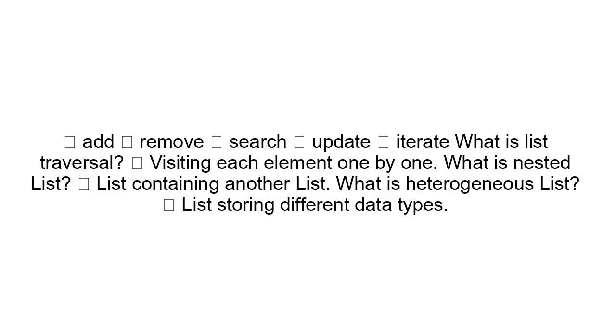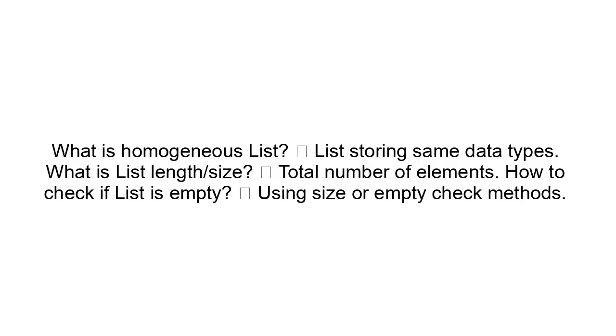What is list traversal? Visiting each element one by one. What is a nested list? A list containing another list. What is a heterogeneous list? A list storing different data types. What is a homogeneous list? A list storing the same data types. What is list length or size? The total number of elements. How to check if a list is empty? Using size or empty check methods.